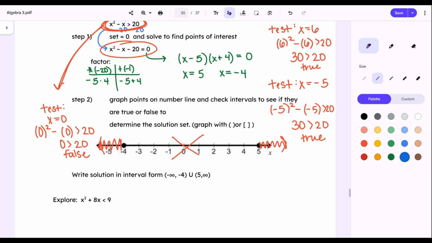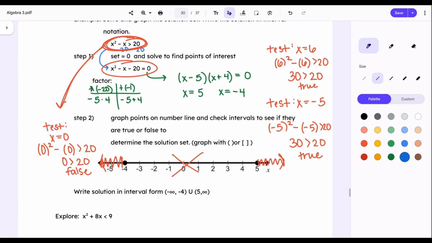All right, now the only other thing that I would maybe want is this notation. If you come back up here to our equation, notice how it had just a greater than sign. All of these had greater than signs. Are there any equal signs here? No, which means at -4, there'd be parentheses, and at 5, there would be parentheses. There's not going to be brackets on this number line because there's not an equal sign with my inequality.